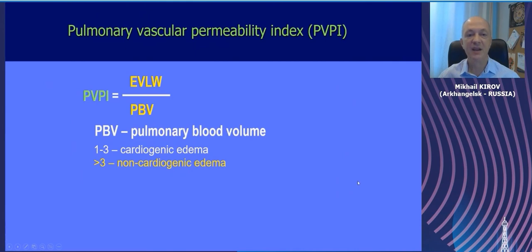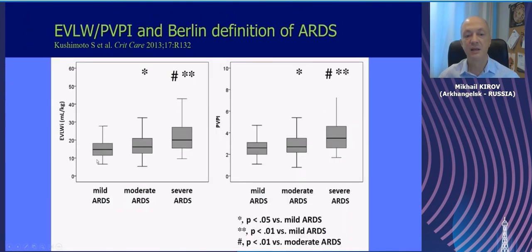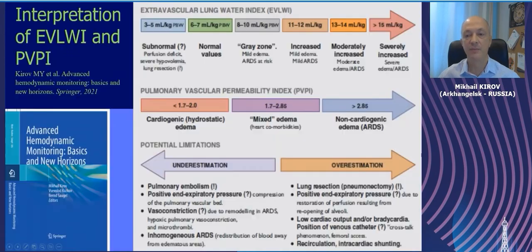To measure the degree of capillary leak, we can use the pulmonary vascular permeability index, which is a ratio of lung water to pulmonary blood volume. In case it is more than 3, it can be an additional sign of non-cardiogenic pulmonary edema. It has been shown both in our studies and in studies of Japanese, French, and other authors that the pulmonary vascular permeability index, together with lung water, has a prognostic value and can be a useful diagnostic tool for ARDS, increasing in parallel with severity of ARDS together with lung water.